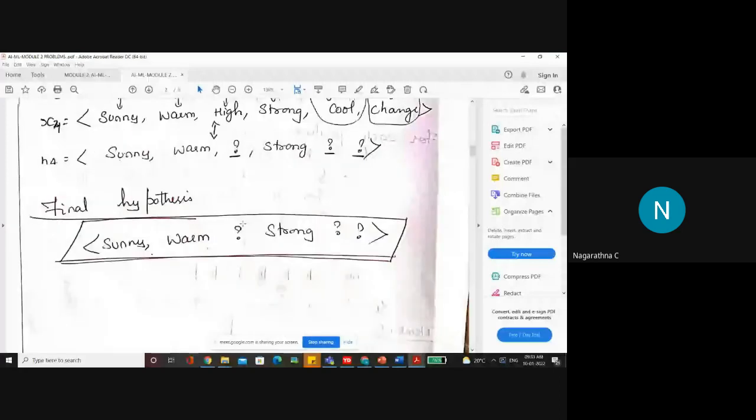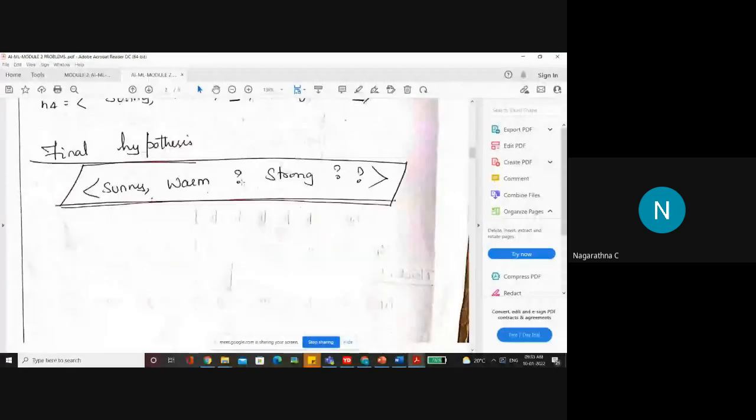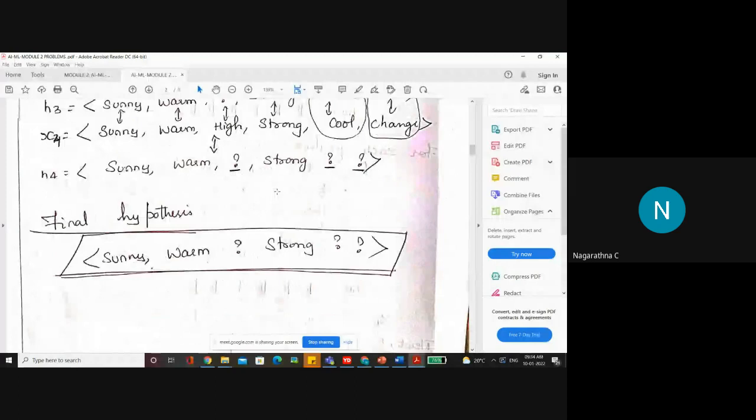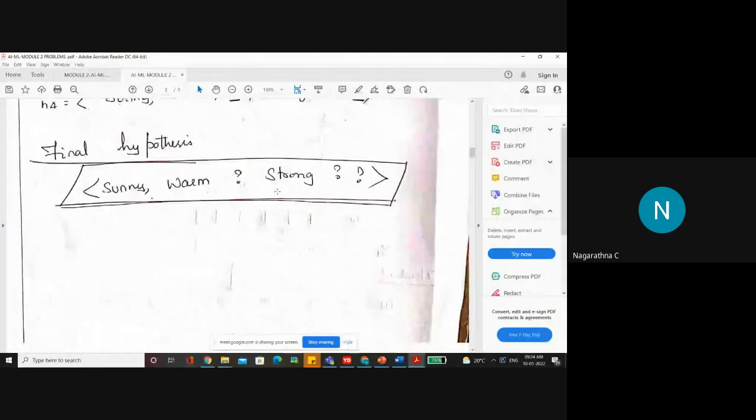Strong and strong, we will retain the same. Warm and cool, same. Both values match. Question marks are accepted for either high or low, either warm or cool, either same or change. Both values are accepted in this case. If both the values are accepted, he can play tennis. This is our hypothesis. So in this case, what we do is match our hypothesis.